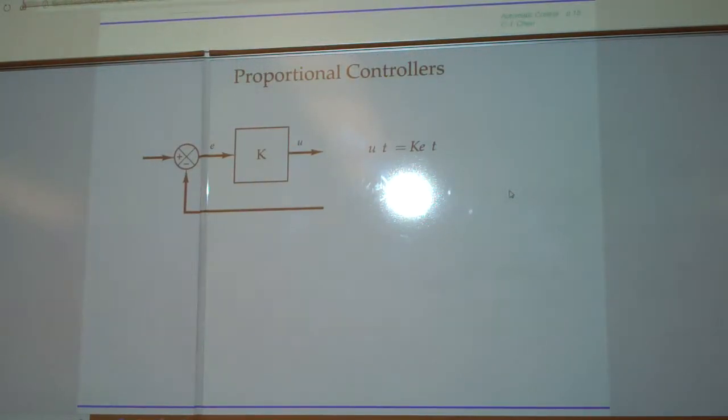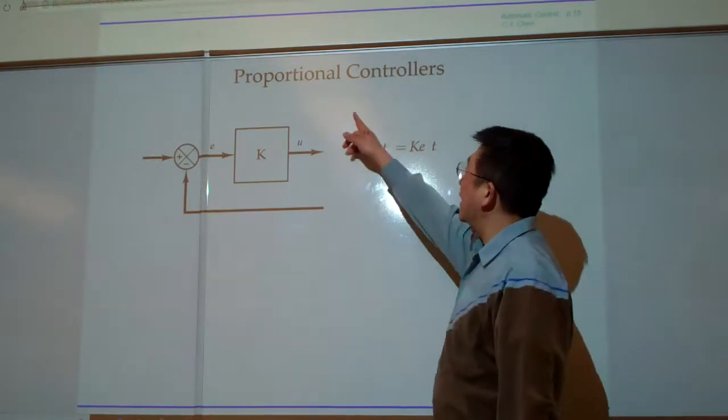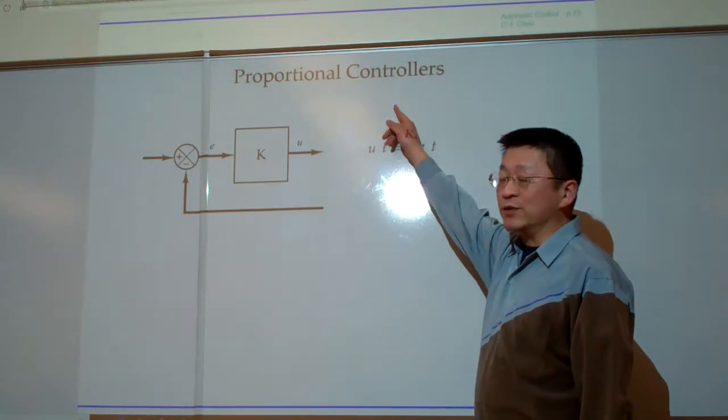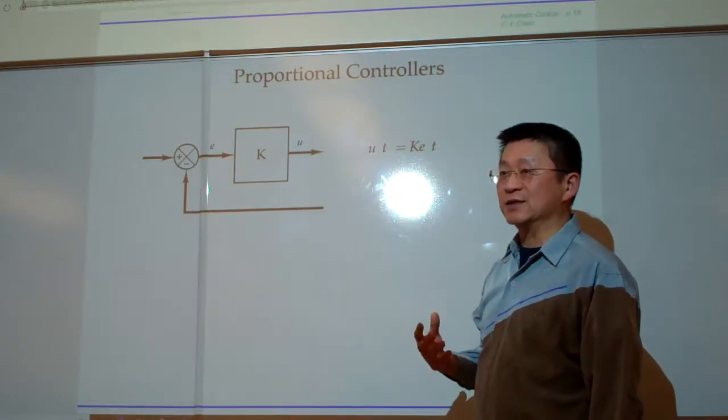This is the proportional controller. Proportional controller means that the controller is a constant gain.